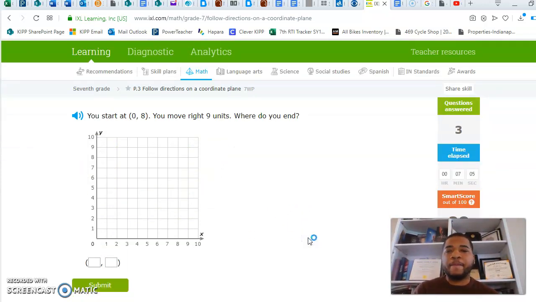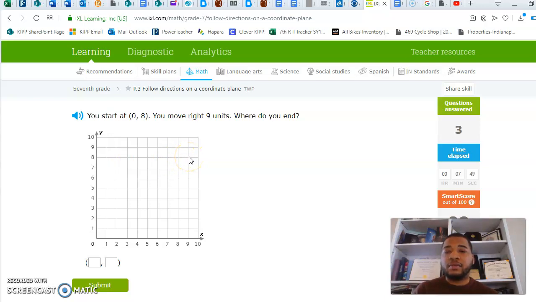Let's do one more. So 0 is my X, so I'm going left or right. So I'm going to go right, 0. So I'm going to start from my starting point. And then my Y is 8. So I move up 8. So here I am moving up 8. It says you move right 9 units. So now it's telling me to go across my X from where I am. So now I'm at 8. I'm going 1, 2, 3, 4, 5, 6, 7, 8, 9.